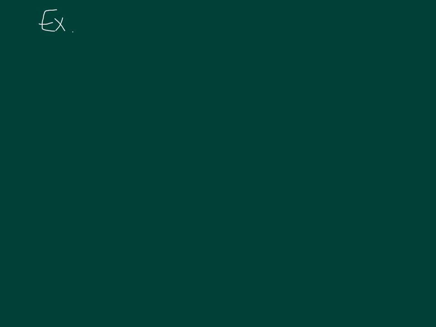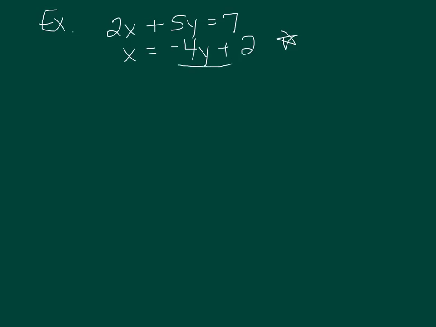So we have 2x plus 5y equals 7, and x equals negative 4y plus 2. So in the second equation, you can see that it's already solved for x, and this is a good example of when to use the substitution method, because one variable is already solved for. So we're going to take this, we're going to substitute it in for x.